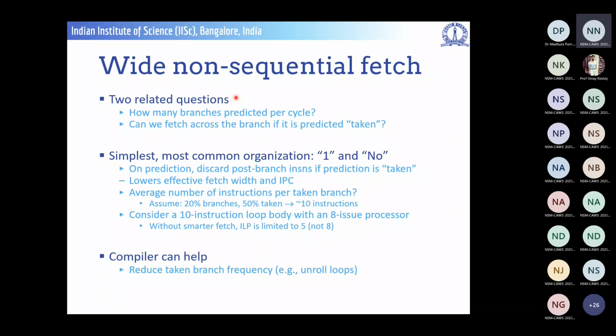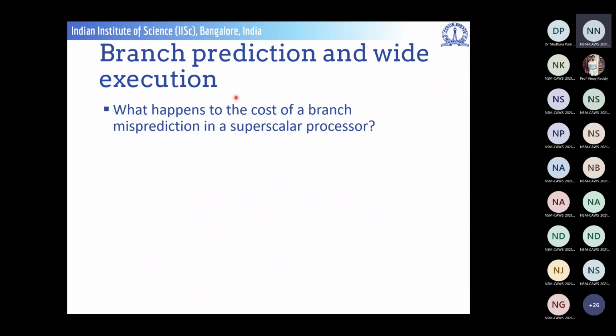This is where the compiler can help, because it can do things like loop unrolling. Remember that there is always a branch at the end of the loop body, and the compiler can unroll the loop multiple times, especially if it knows how many times that loop will execute. That would reduce branches, and that makes life of a superscalar processor and fetching easier. Other things that I want to quickly cover, we're running out of time.